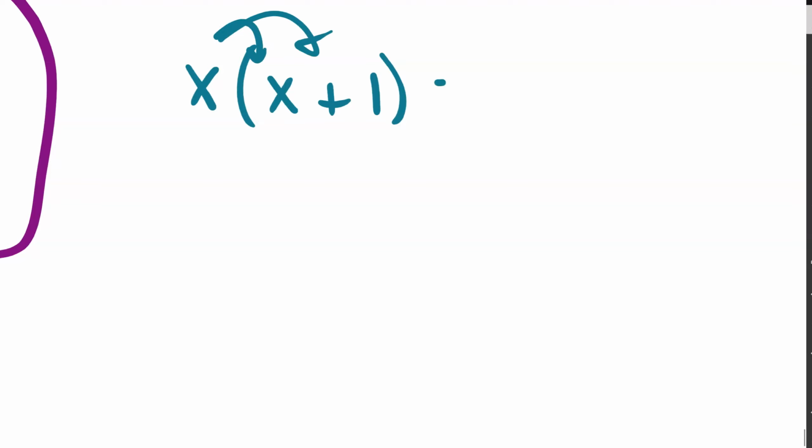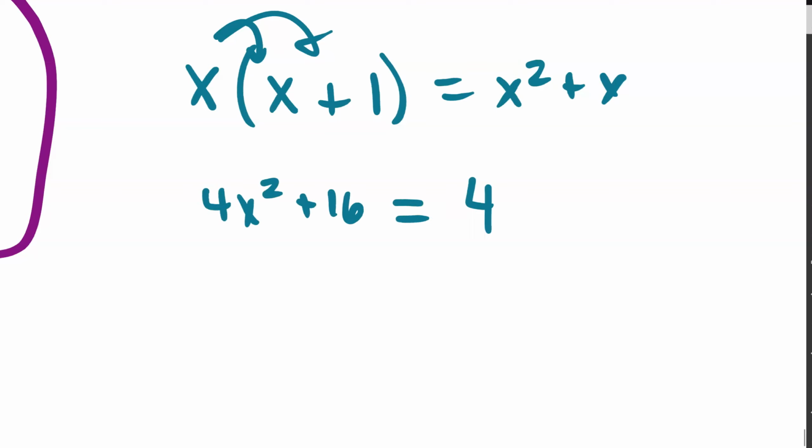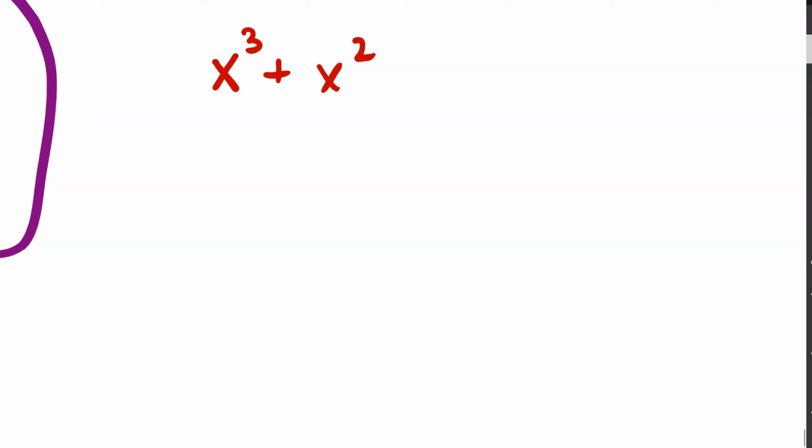If I do x times x plus 1, you know how to distribute, and this would be x squared plus x. If I had something like 4x squared plus 16, you know how to pull out a factor of 4, right? Now the tricky part is when you don't have integer exponents. What if I have something like x to the third plus x squared? Let me show you a process.